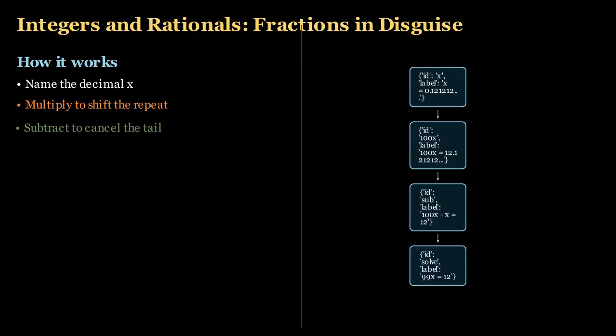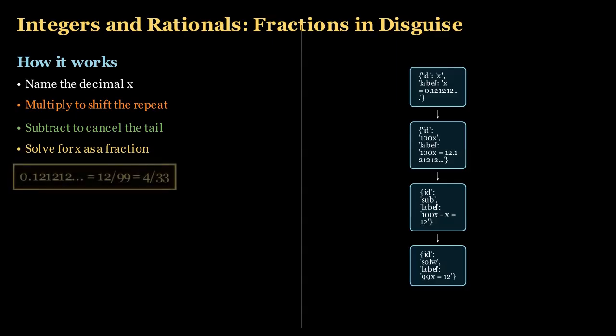Subtract the first equation from the second: 100x minus x equals 12.1212 repeating minus 0.1212 repeating. The infinite tails cancel perfectly, leaving 99x equals 12. So x equals 12 over 99, which simplifies to 4 over 33. The repeating decimal was a fraction all along.